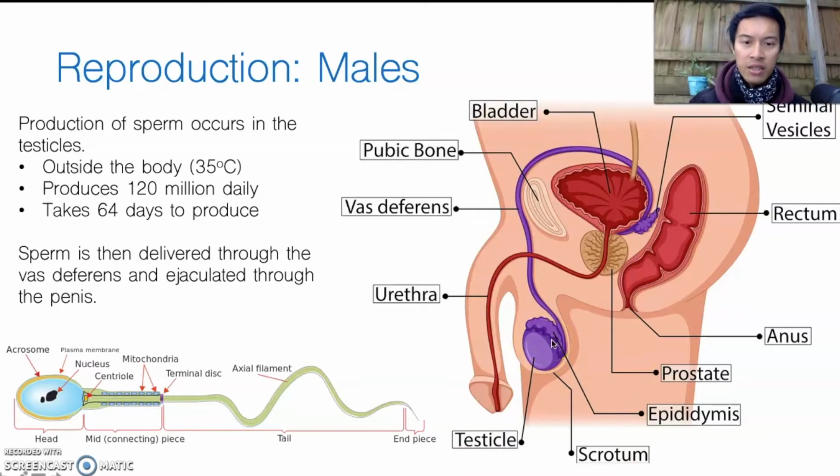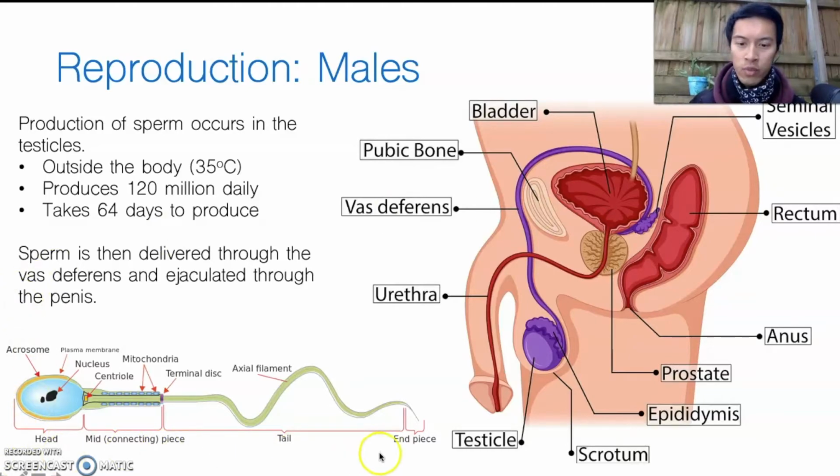The sperm is then delivered through a tube called the vas deferens, which joins together with the urethra, where it is ejaculated through the penis. The prostate is the muscle that's responsible for that push, or that ejaculation, and it's attached to your bladder. So you can see that in males, both urine and sperm go through the same opening.